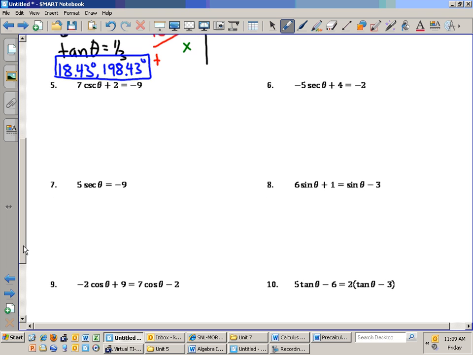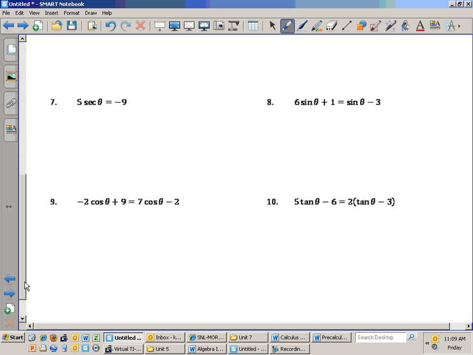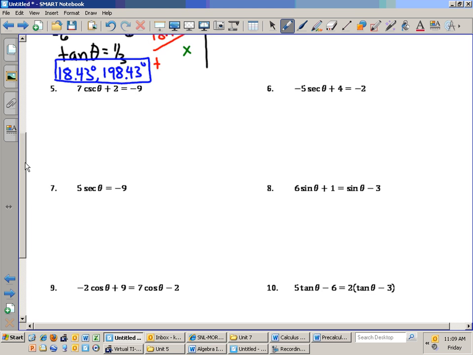Let's try one more together. Let's try 7. What makes 7 different? Okay, what else? It's secant. It's an inverse function. Yeah. Or it's a reciprocal function, excuse me.